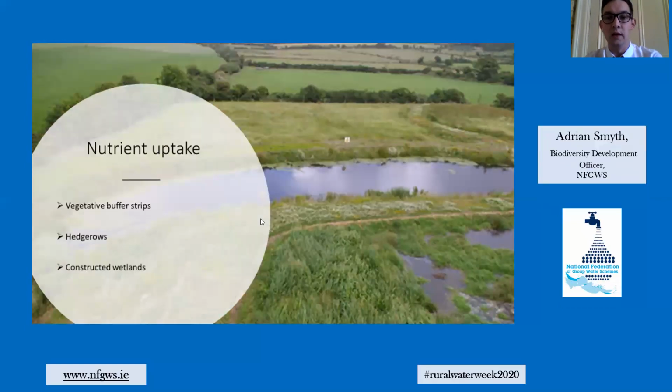So, nutrient uptake. We have three main topics here: your vegetative buffer strips, your hedgerows, and your constructed wetlands. Vegetative buffers catch contamination like bacteria, nutrients, and pesticides. They're very effective alongside watercourses and also provide excellent habitat for pollinators and other species. Remember, to be effective, the buffer strips have to be managed: they have to be mowed and the material has to be removed. But as I say, that will promote the area as a good habitat.